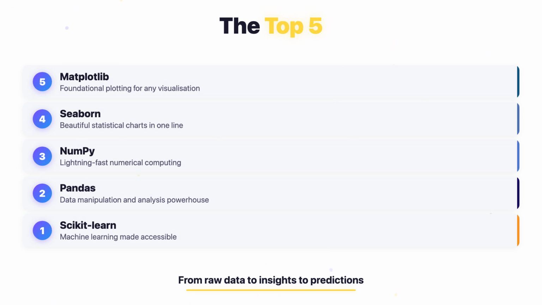Number 2, Pandas, the essential data manipulation library, data frames, file reading, groupby, merging. And number 1, scikit-learn, machine learning made accessible, classification, regression, clustering, all in a consistent, simple API. Together, these 5 libraries give you everything you need to go from raw data to insights to predictions.